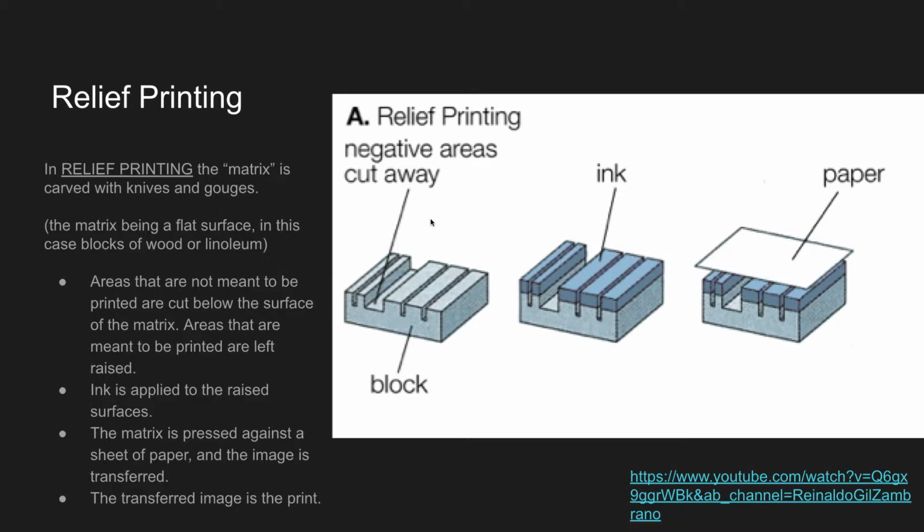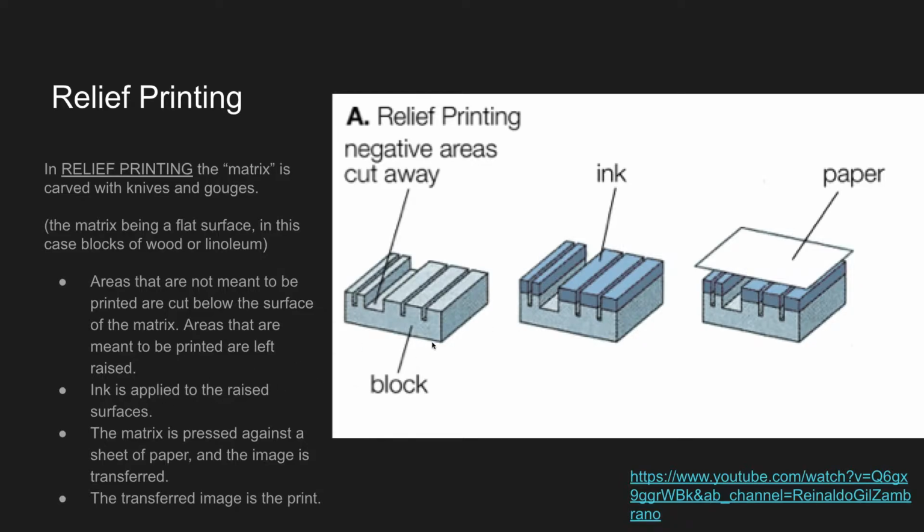So after your matrix is carved, you then apply ink to it. So you have 1, 2, 3, 4, 5 lines that are elevated above these channels, and those get ink on top of them. You lay the paper on top of that, and you pull the paper off, and what you have is a print of 5 lines, parallel lines in a row.